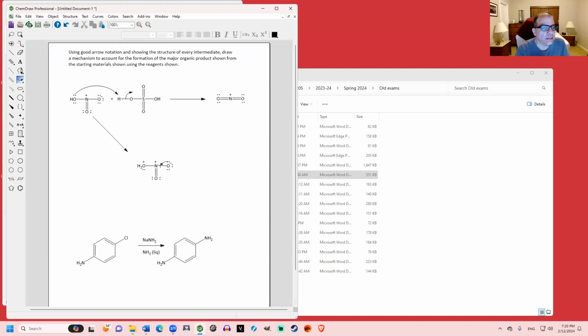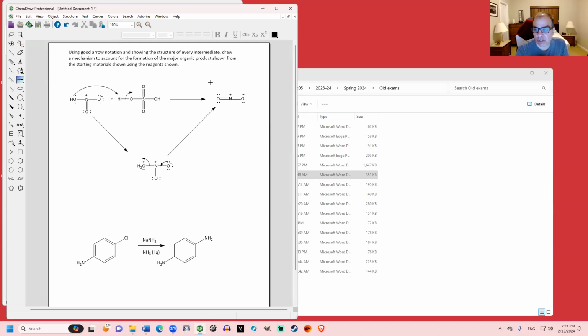And then the electrons fold in from the O- to make a double bond to nitrogen. And then we have to break this bond also because nitrogen can't have more than 8 electrons around it. So that's the driving force for this reaction, losing water as a leaving group. And that gives you the nitronium ion. So only 2 steps for this one.